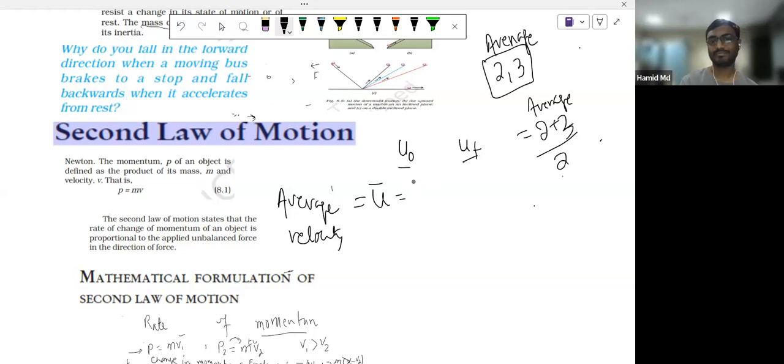2.5. u naught plus u f divided by 2. You may say that this is 2.5, right? So this is our average speed, right? Yes, sir. Average velocity. I'm not talking about the speed. Clear? Yes, sir. The average speed is also, you said, total distance upon total time, right?